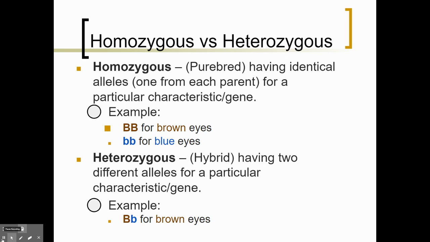Okay? The one that's interesting is the heterozygous or hybrid. These still have two alleles. However, the alleles are different for a particular characteristic of gene. So for example, heterozygous individuals would contain a big B for brown eyes, a little b for blue eyes, but because the big B for brown eyes is dominant, they would have brown eyes instead of blue eyes. They would not have a mixture of brown and blue eyes.